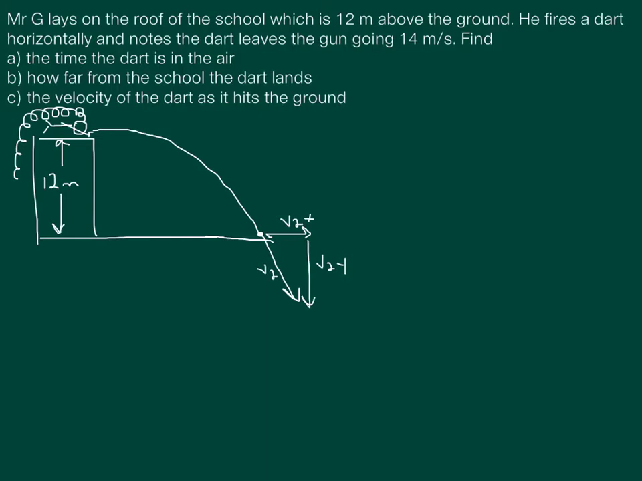For part A, we're told that the dart is fired horizontally. So that's way back over here. Let's see, maybe I'll flip to a different color here and just note V1 is right here. There's V1, kind of parallel to the line. V1 is horizontal, which means when we start looking at our X and Y components, V1Y is going to be 0.